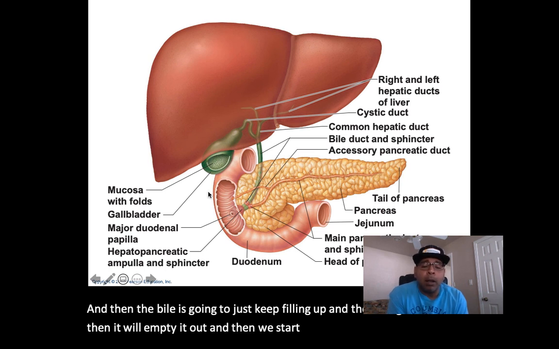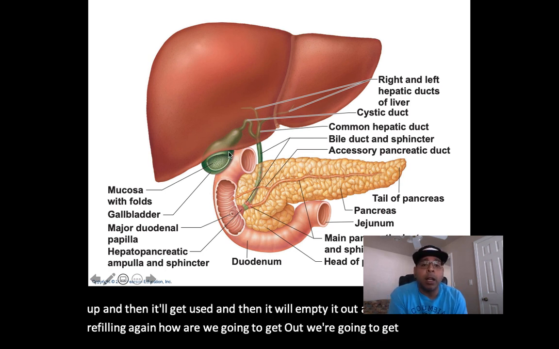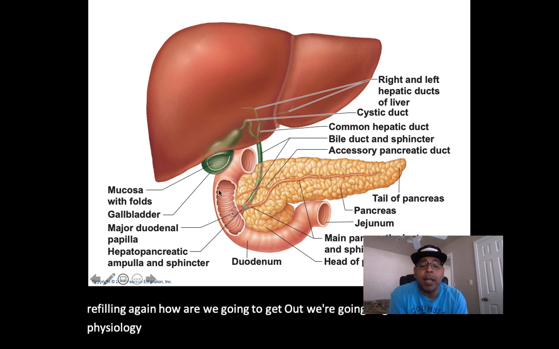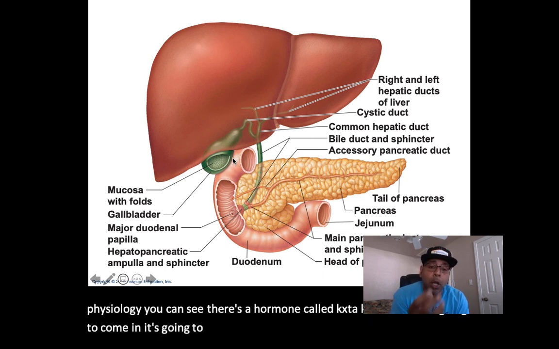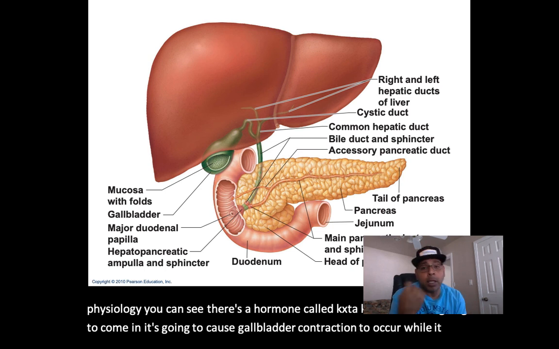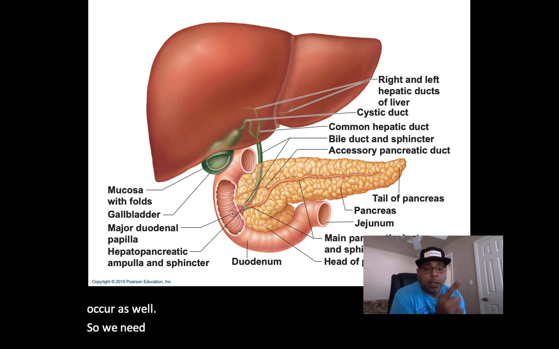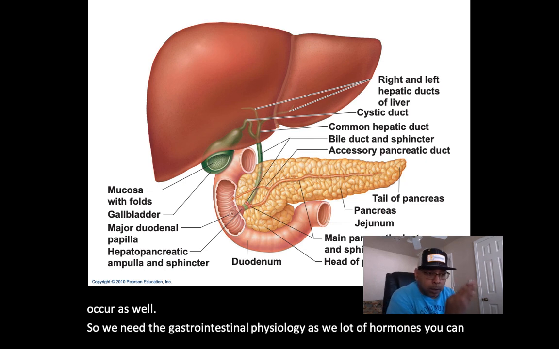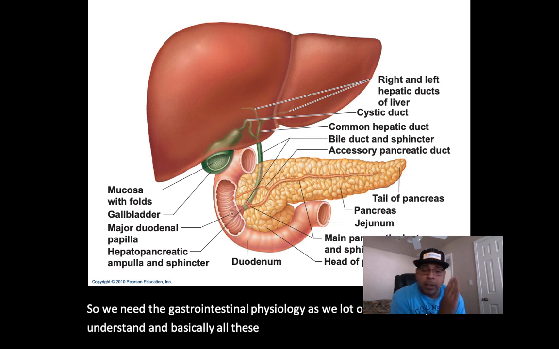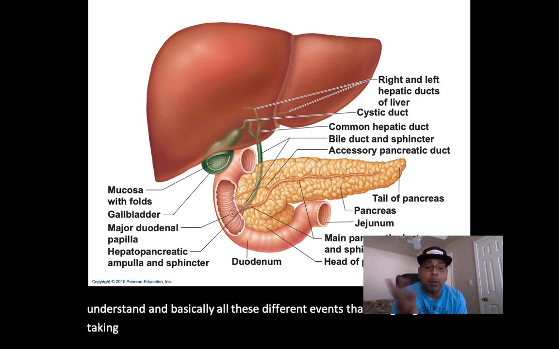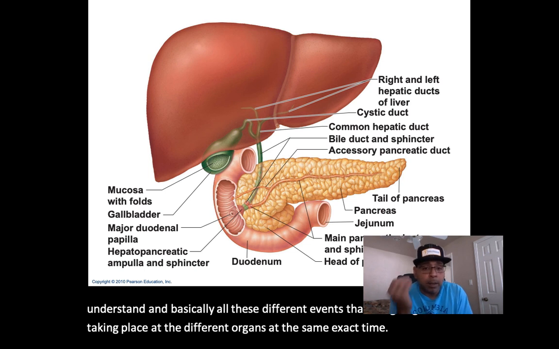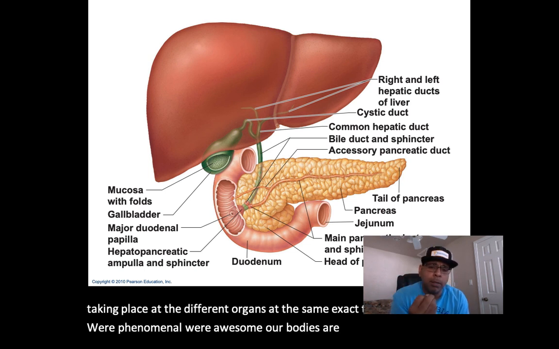How are we going to empty it out? We're going to get into that in physiology. You're going to see there's a hormone called CCK, cholecystokinin, that's going to come in. It's going to cause gallbladder contractions to occur. While it causes gallbladder contractions to occur, it's going to cause other events to occur as well. So when you see gastrointestinal physiology, there's going to be a lot of hormones you're going to have to understand, and basically all these different events taking place in the different organs at the same exact time. We're phenomenal. We're awesome. Our bodies are engineered very, very beautifully.